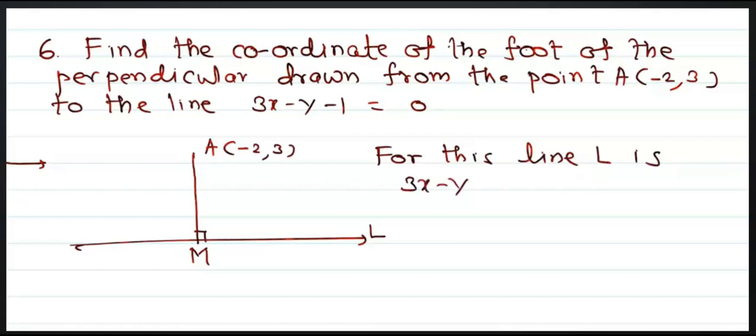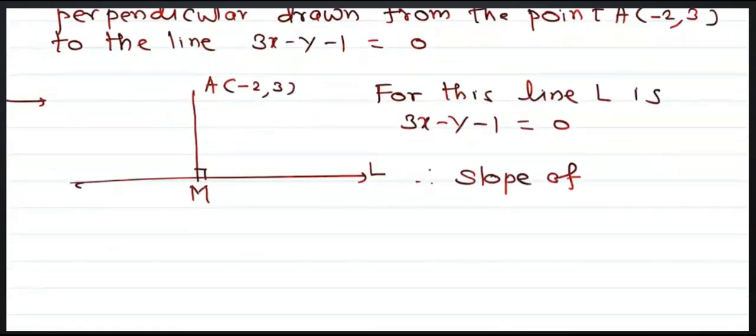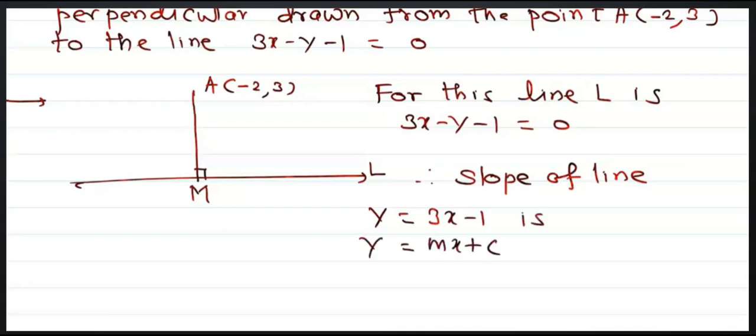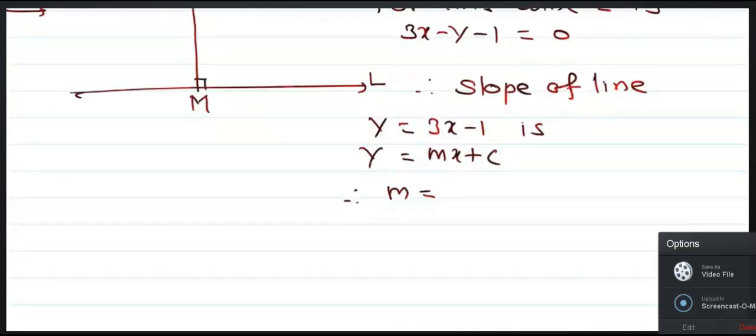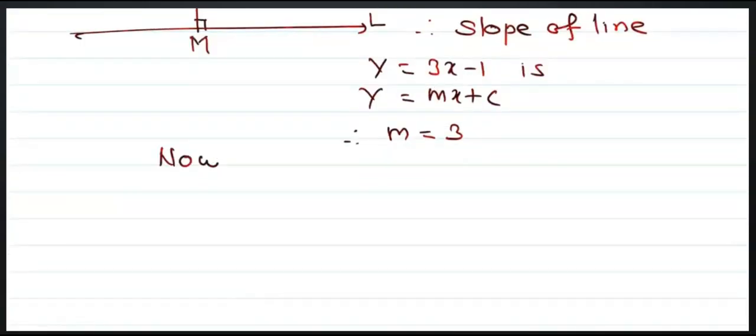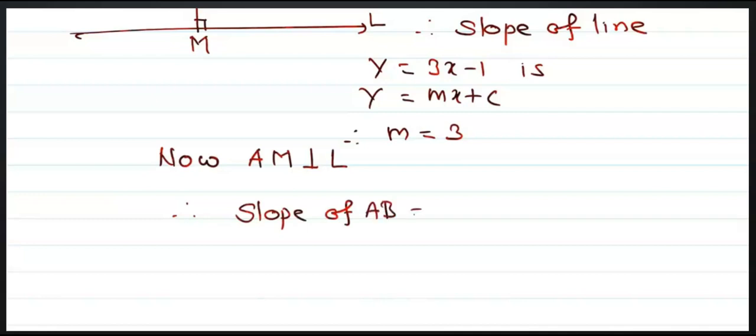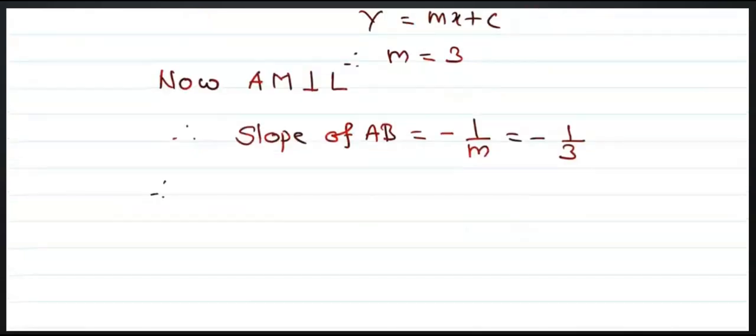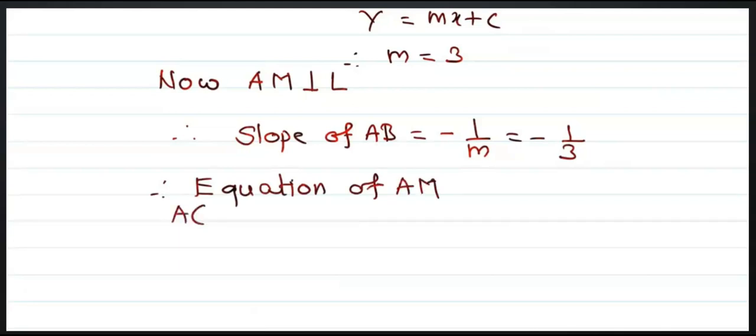For this, the line L is 3x minus y minus 1 is equal to 0, and the slope of the line: y is equal to 3x minus 1 is of the form y is equal to mx plus c. Therefore, the value of m is equal to 3. Now, AM is perpendicular to L. Therefore, the slope of AM is minus 1 upon 3.